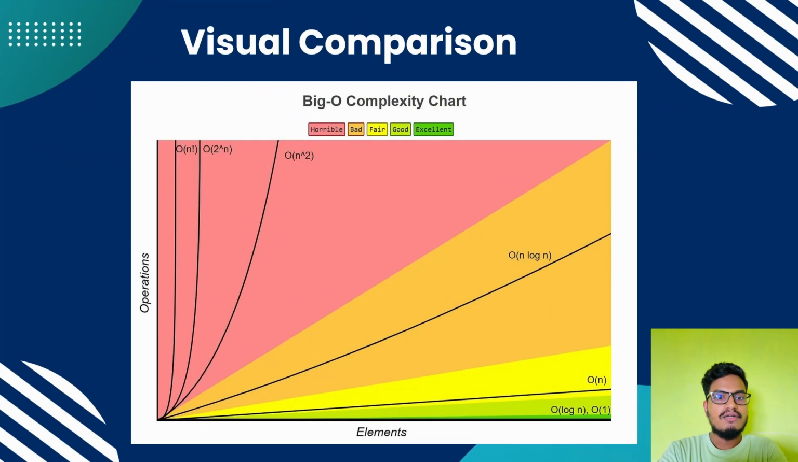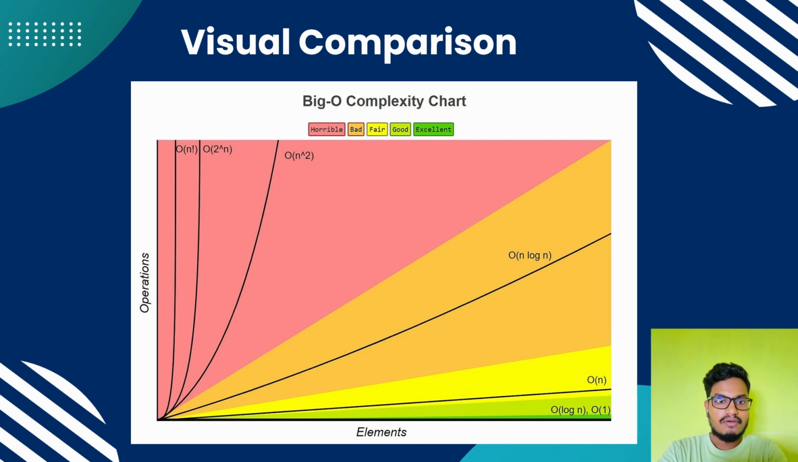As you can see, small differences in complexity can cause huge differences in performance, especially for large inputs. Let's take a moment to visually understand how different time complexities behave as the number of input elements increases. This chart shows operations on the y-axis and input size on the x-axis. Each curve represents a different Big O time complexity.